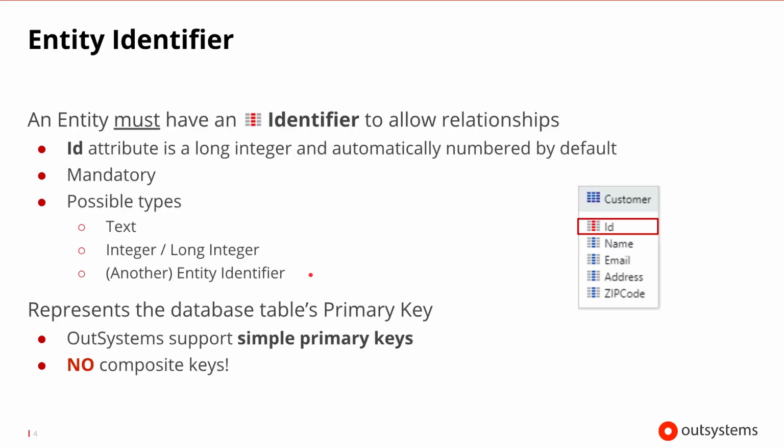Now, under the covers, we said that entities become database tables, so the identifier becomes the primary key. And inside of OutSystems, we only support simple primary keys, so there are no composite keys possible. And that means that when we create a customer, by default, we always get an identifier attribute, and there will never be two of these. So there will always be one. We'll be able to tell which one by the red stripe, and then the rest of the attributes will be normal attributes. So why is this identifier important?